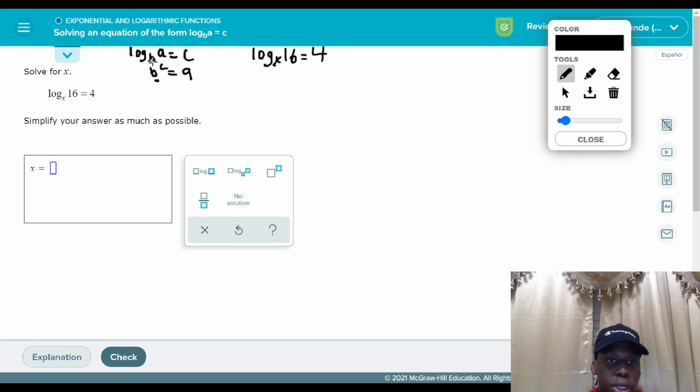Okay, so we're going to take the b down here. The b here represents the x, right? So this is x to the power 4, because that's c, equals 16. Okay, so x to the power 4 equals 16. And for us, in this case, 4 is the exponent attached to x. In order for us to remove the exponent attached to x, we need to find the reciprocal.